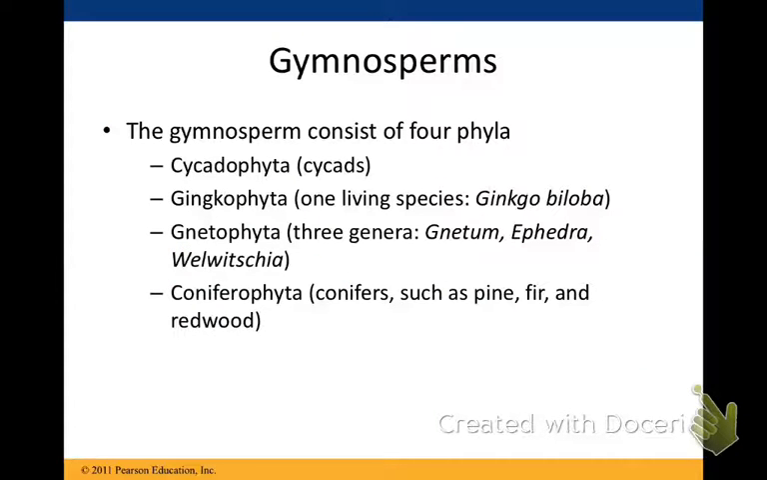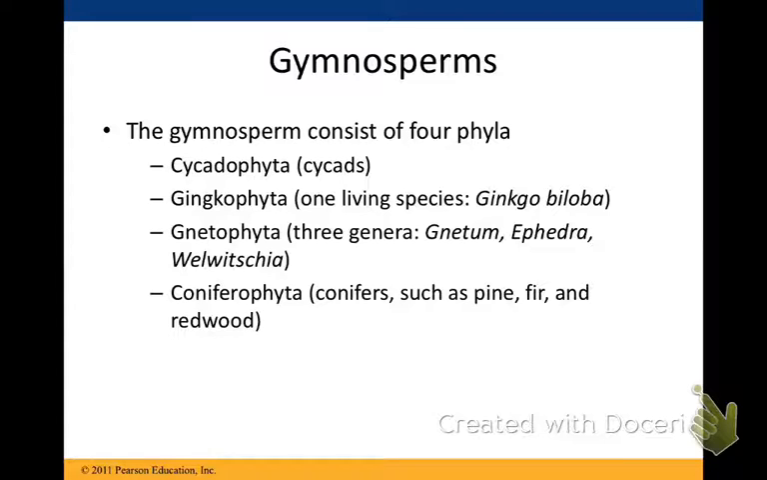So the gymnosperms are the most primitive seed plants. Gymno, the root, is naked, and sperm is seed. So these have what we call naked seeds, meaning that the ovules aren't surrounded by additional tissues. So the gymnosperms consist of 4 phyla.